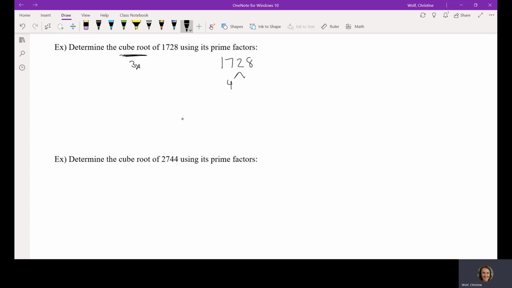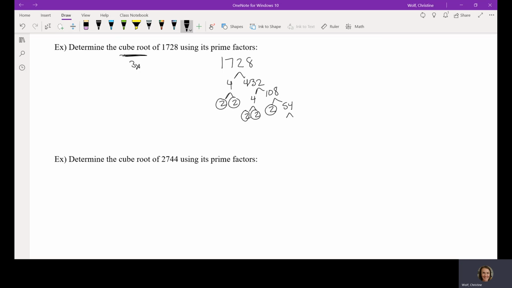4 times 4, 32. Okay, and then 2 and 2 for the 4. And then 432, I can divide that by 4 again. So I'm going to go 4 and 108. The 4 breaks down to 2 and 2. So we just have the 108 left. I'm going to go 2 and 54. So I can circle that 2.